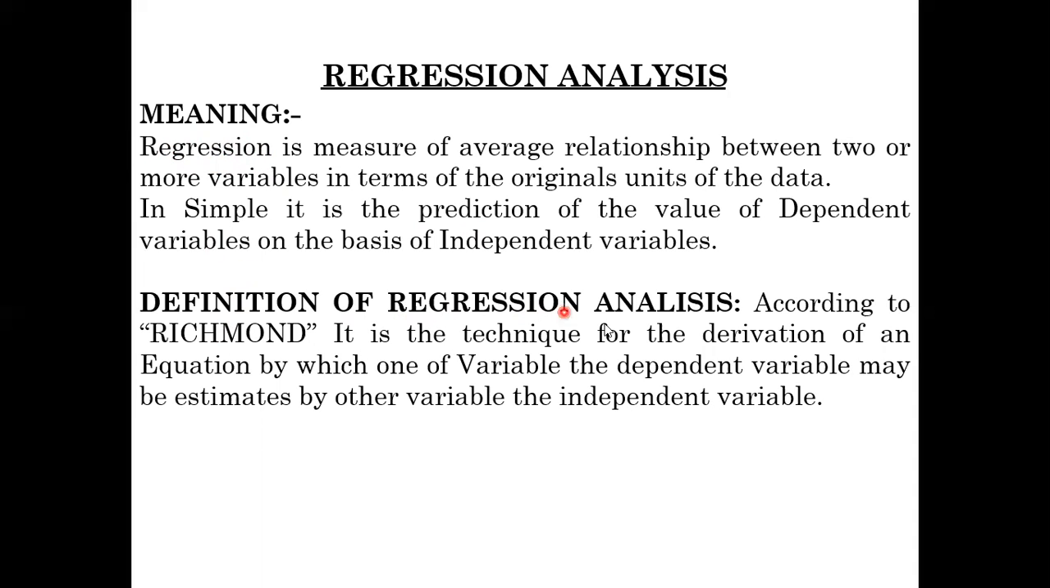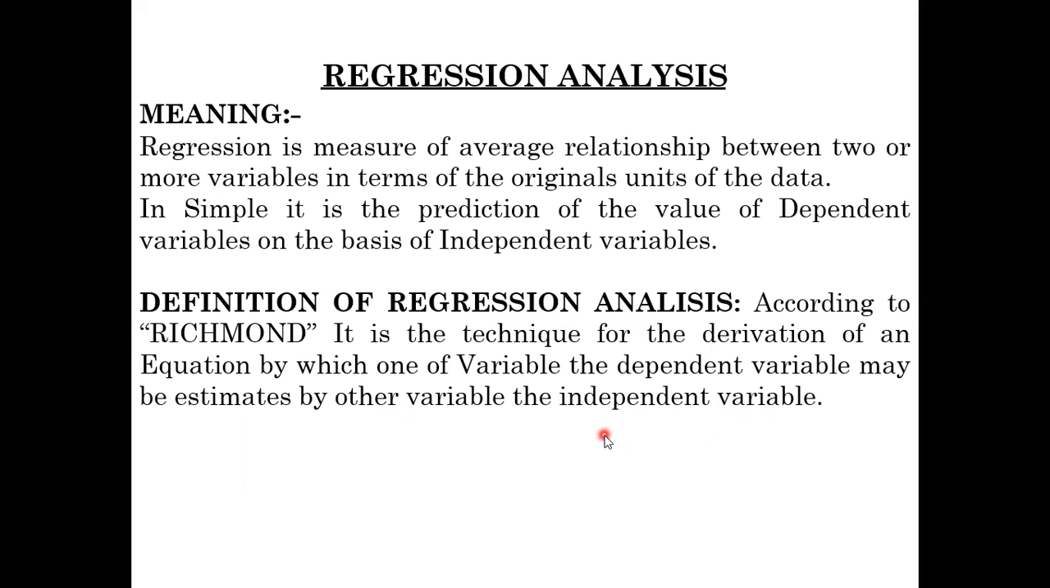The definition of regression analysis, according to Richmond, is the technique for the derivation of an equation by which one variable, the dependent variable, may be estimated. Estimate is nothing but prediction. So it is estimated by the other variable, the independent variable. With one variable, we find out the value of another variable through the technique of regression analysis.